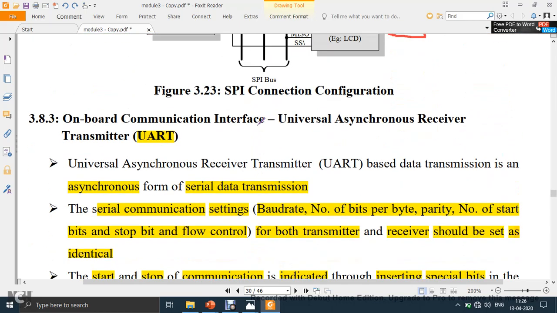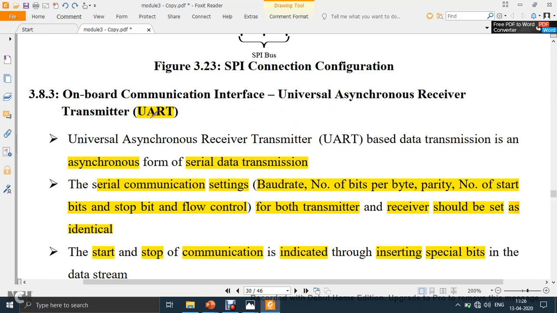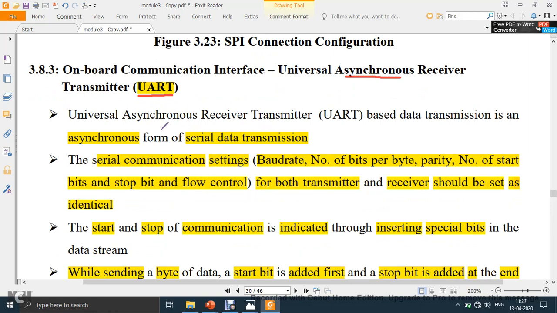Next, the onboard communication interface is UART. You might be familiar with this, universal asynchronous receive transmit, UART. The name itself indicates it is asynchronous serial communication. Since it is asynchronous, there is no concept of clock here, but the concept of baud rate comes in. That is the speed at which the data transmission takes place. The baud rate should be set the same between both the devices that are using UART.